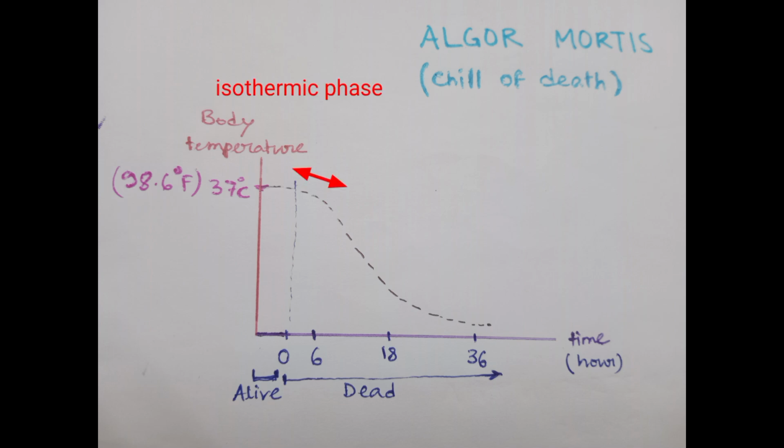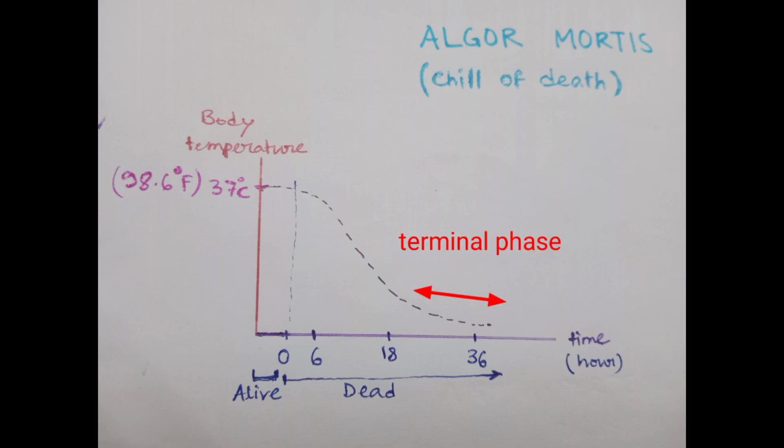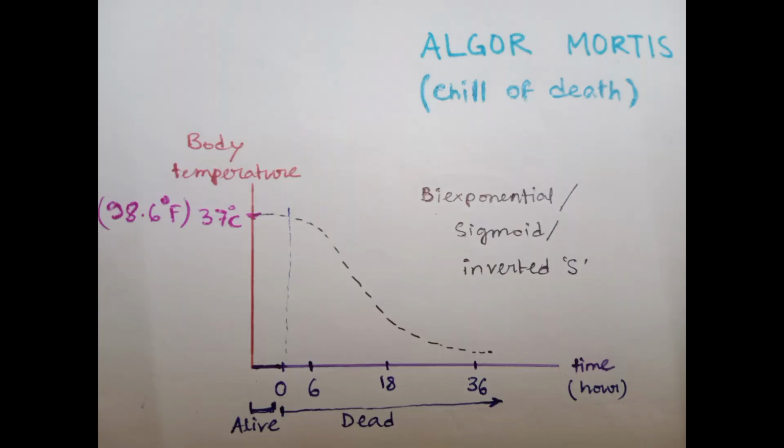Skin and subcutaneous tissue are insulators of heat, so initially the temperature does not fall. At intermediate phase, it falls rapidly. At terminal phase, it falls slowly. Ultimately, it equates to environmental temperature. The shape of the curve is bi-exponential or sigmoid or inverted S-shaped.